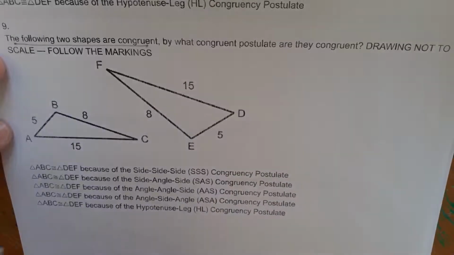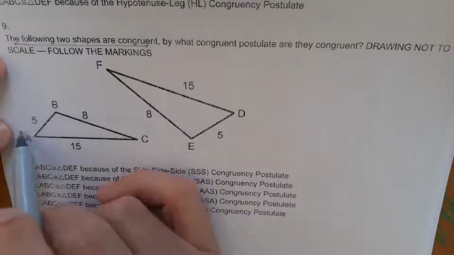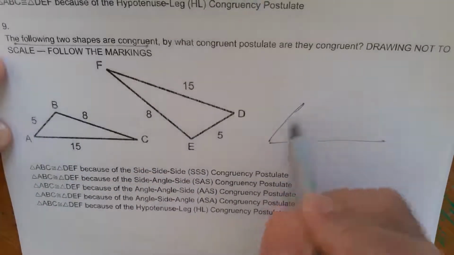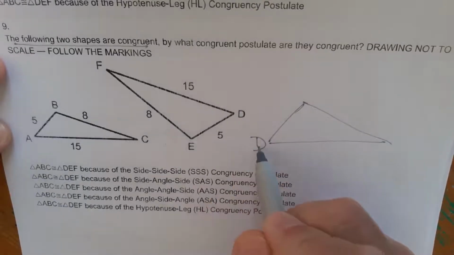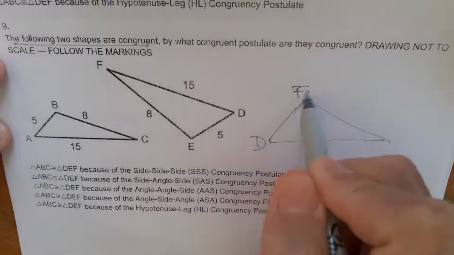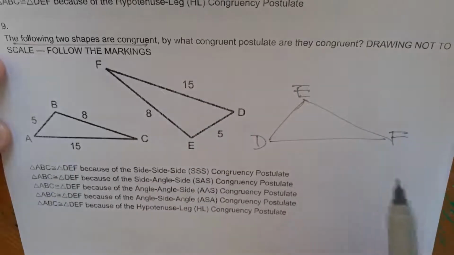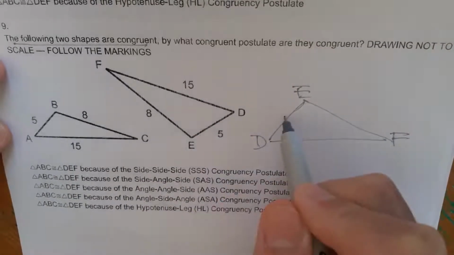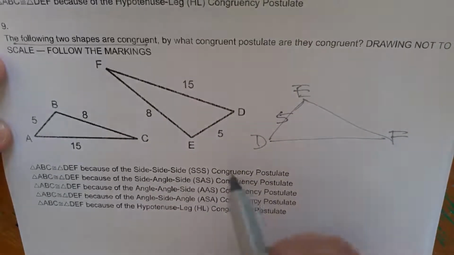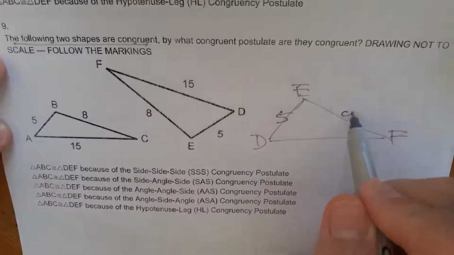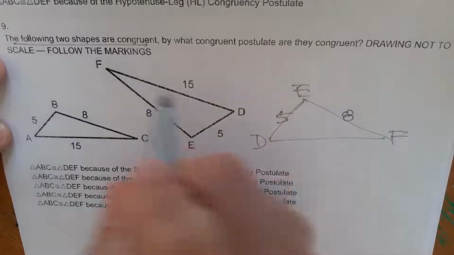Drawing not to scale. So again, we're trying to match up here ABC. Let's rotate this again like this and make this D. So the D would come here, and as you rotate it, the E would be up here, and the F would be over here. Now, let's just go DE. Let's just track it out. 5, and E to F, 8, and DF, 15.